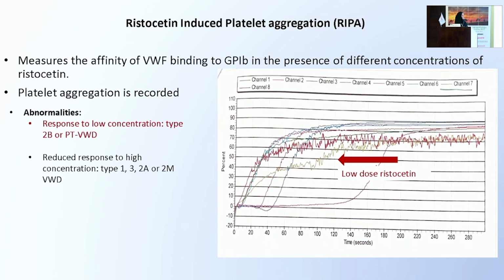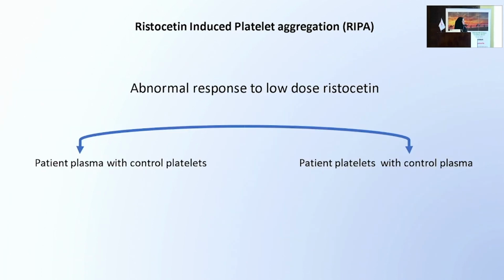Now, other abnormalities that can be seen in RIPA is reduced responses to the higher concentration of ristocetin, including type 1, 3, 2A, 2M von Willebrand disease. Now, what we do next, to separate or differentiate between type 2B and the pseudo von Willebrand, is that we mix patient plasma with control platelets or patient platelets with control plasma.